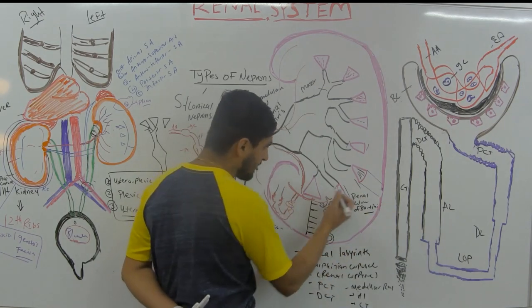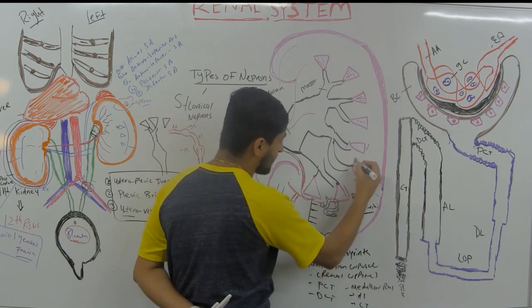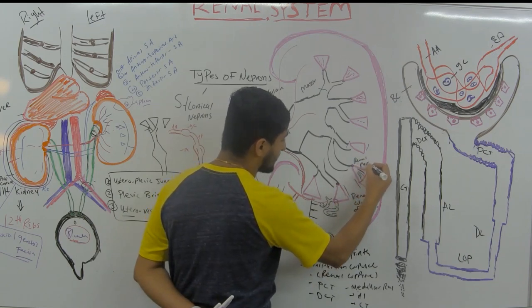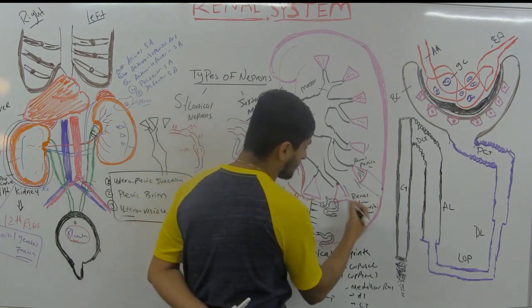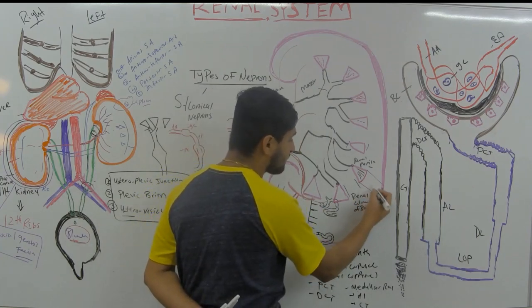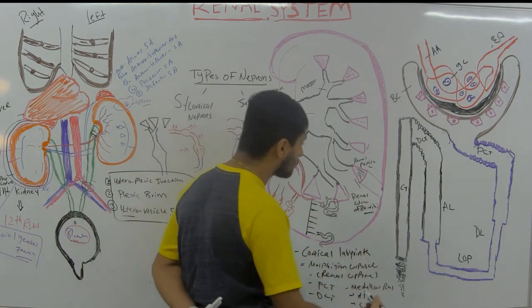Called renal columns. And as I said, this area right here, these are pyramids, and the tips are called renal papillae. This is where the urine drains out from, okay? And then we talked about the cortical labyrinth. They have nephrons and renal corpuscles, which we can also call Malpighian corpuscles.